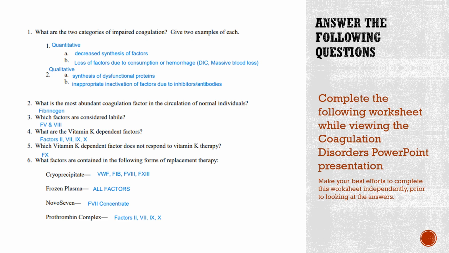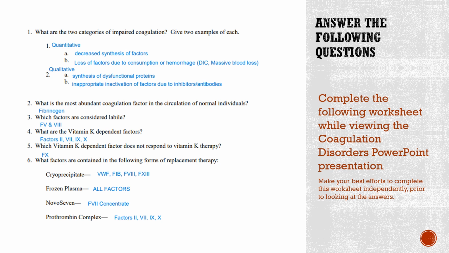Qualitative causes of impaired coagulation might be a synthesis of dysfunctional proteins. So we might have a gene mutation that causes the shape of our proteins to come out not quite the way it should, and they can't bind with their cofactors or their substrates, and then they aren't able to perform their job appropriately. We might also have a qualitative disorder due to inappropriate inactivation of factors due to inhibitors or antibodies. So this is where we come into inhibitory problems with both specific and non-specific inhibitors.